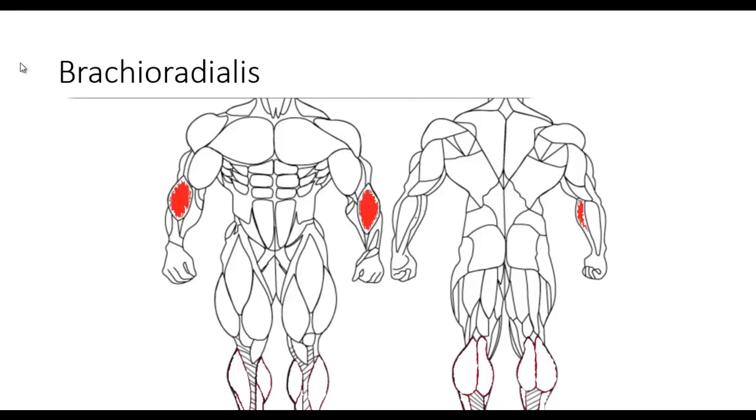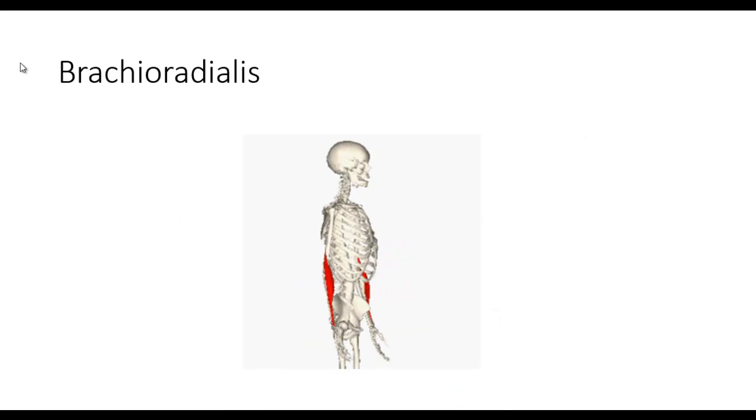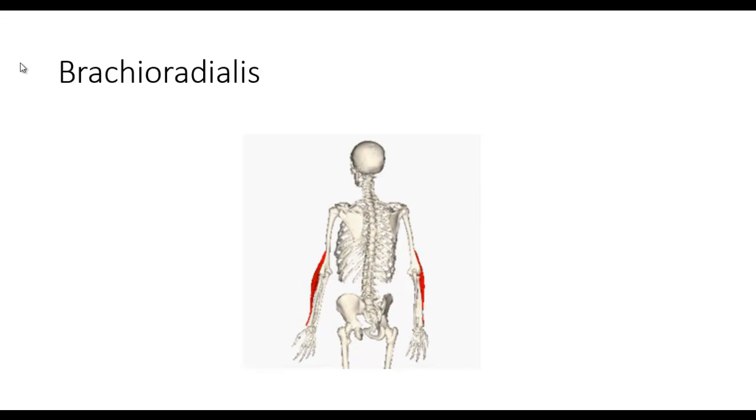Next muscle group we're going to talk about is brachioradialis. Brachioradialis. Notice it's indicated here in red. Here's a 360 view of brachioradialis.